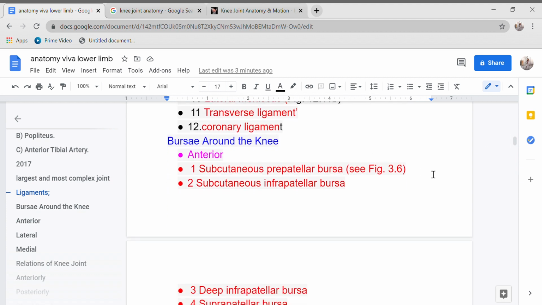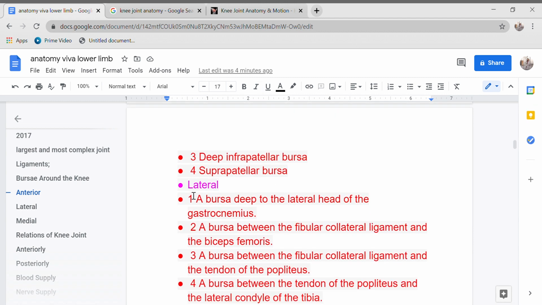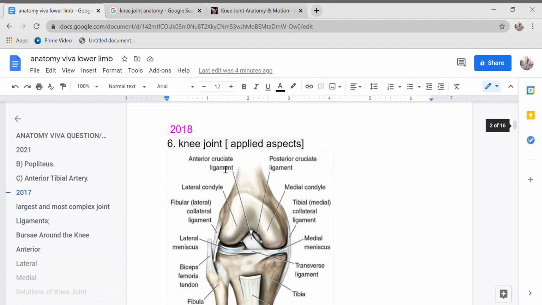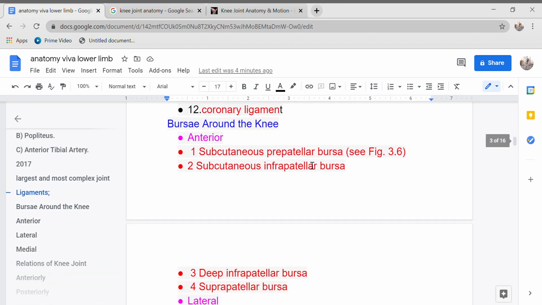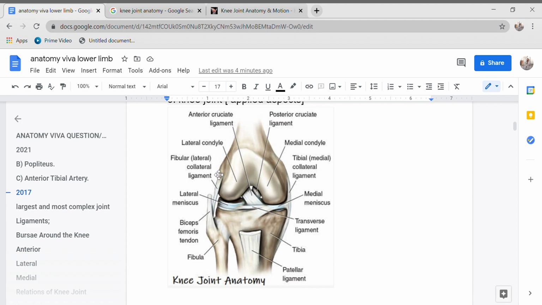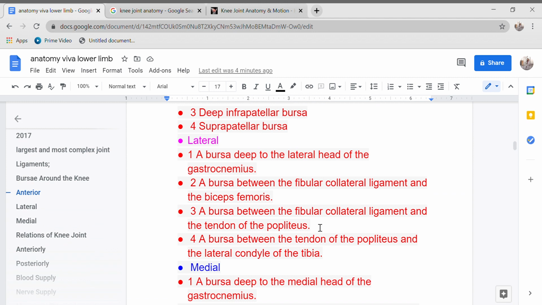Bursae around the knee. Anteriorly, there are the subcutaneous prepatellar, subcutaneous infrapatellar, deep infrapatellar, and suprapatellar bursae. Laterally, you have a bursa deep to the lateral head of gastrocnemius, and a bursa between the fibular collateral ligament and the biceps femoris. You can see the lateral ligament right here, with the biceps femoris. There is also a bursa between the fibular collateral ligament and the popliteus tendon, and one between the popliteus tendon and the lateral condyle of the tibia.